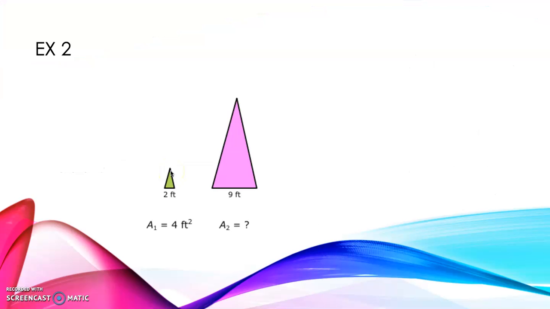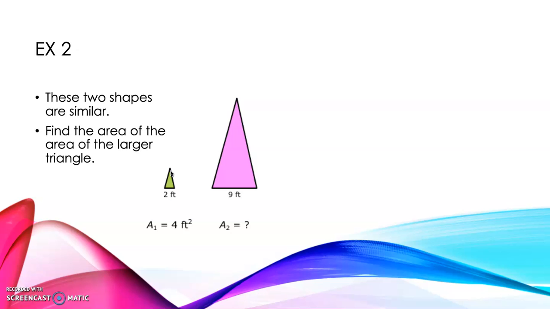Example 2. These two shapes are similar. Find the area of the larger triangle. So they give us the area of the smaller triangle, which is 4 feet squared, and they give us the ratio. The ratio here is 2 to 9. The first step is to find the scale factor. 9 divided by 2 is 4.5.